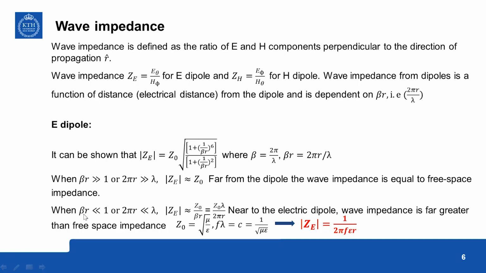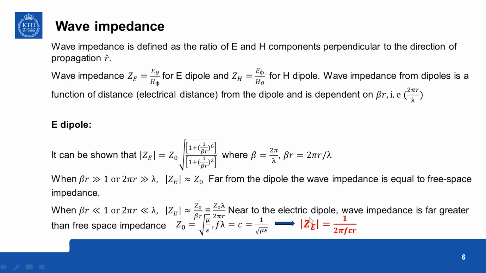But the situation is different when beta r is far less than 1, or near to the dipole. Then, you can see that now beta r is small, so this becomes very big, so 1 is negligible. So simplifying, you get it as Z0 by beta r, and the wave impedance is far greater than the free space impedance Z0, that is square root of mu by epsilon, or c equals 1 by square root of mu epsilon.